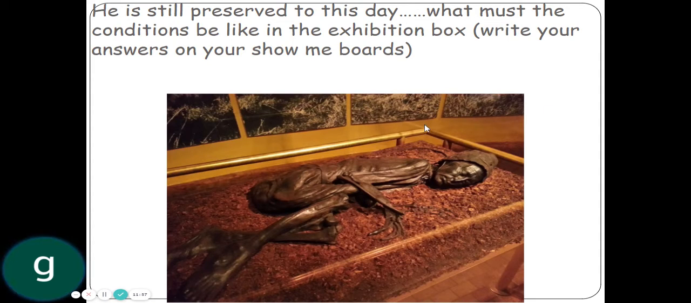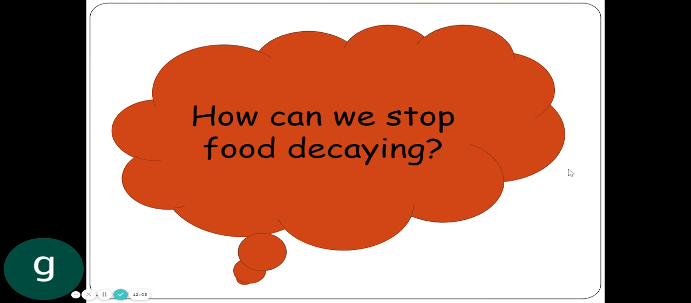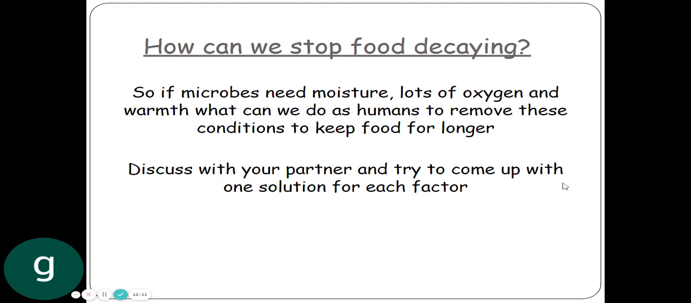The conditions in this box, however, you can't really see, but he's in a sealed box, must be very low oxygen, low moisture, and reasonably low temperature. But we don't always want decay to happen. So how do we stop it?